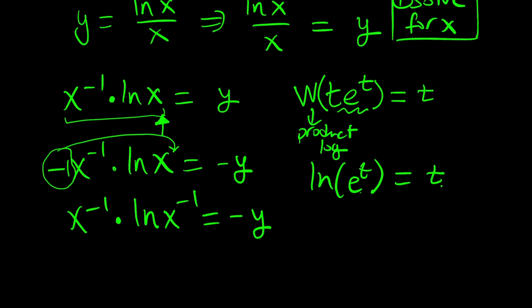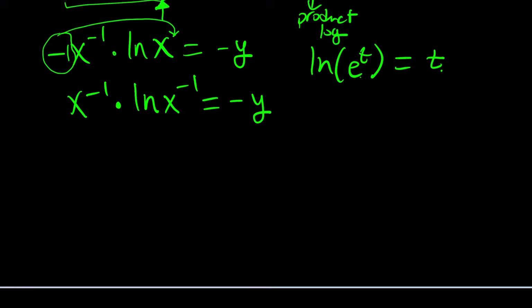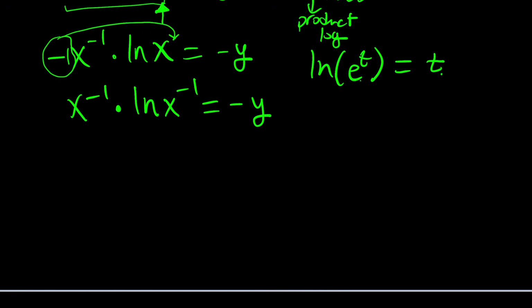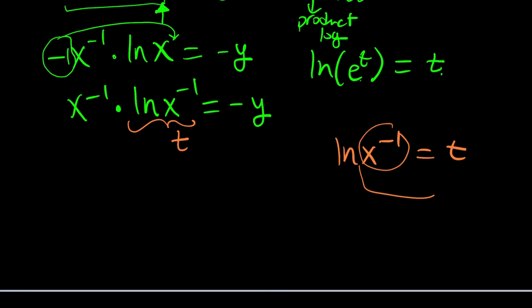Again, my goal is to solve for x. That's what we're trying to do. So this is still not in the t e to the t form, but we're so close. How? Well, you can do a couple of things here. For example, if you call this t, if ln x to the power negative 1 equals t, then x to the power negative 1 just becomes e to the power t by properties of logarithms, or just by definition.